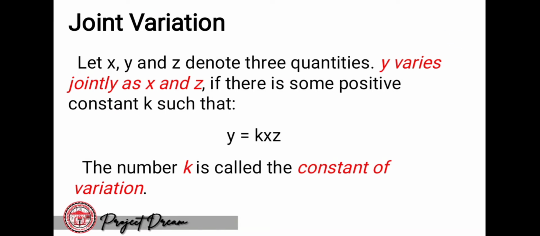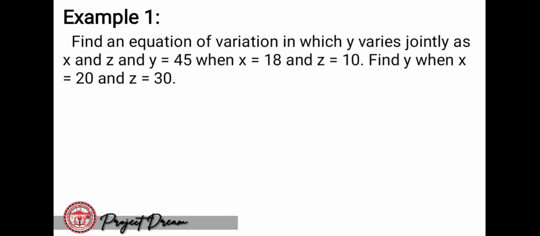To fully understand, let's have an example. Example number 1, find an equation of variation in which Y varies jointly as X and Z, and Y is equal to 45 when X is equal to 18 and Z is equal to 10. Find Y when X is equal to 20 and Z is equal to 30. So, ang unang gagawin natin dito ay isulat ang equation ni joint variation. Si Y is equal to KXZ.